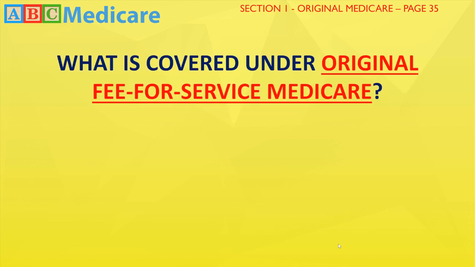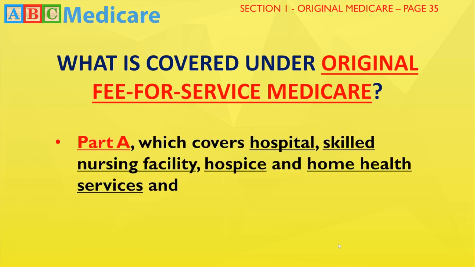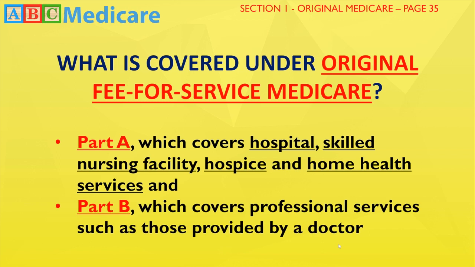So what is covered under original fee-for-service Medicare? Part A, which covers hospital, skilled nursing, hospice, and home health care services, and Part B, which covers professional services such as those provided by a doctor. So generally speaking, Part A covers facilities and Part B covers providers, or doctors and practitioners and the such.